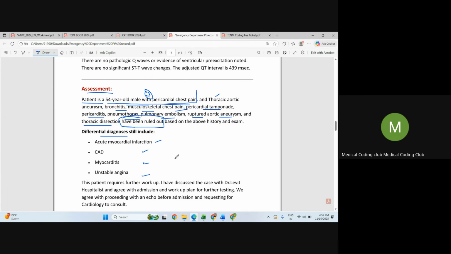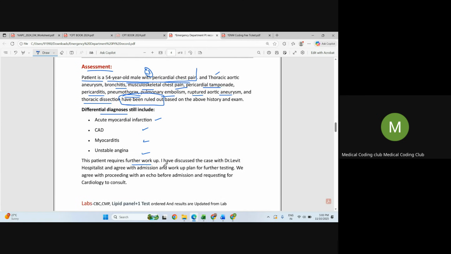So this is about the problem, and then the patient requires further workup. I have discussed the case with Dr. Levitt, hospitalist, and agree with the admission and work plan for further testing. So we agree on proceeding with the echo before admission and requesting cardiology to consult. This is a discussion that one provider is doing with another provider. You should know that we have a particular data management point where one provider is consulting or discussing with an external physician. That is one more point here.